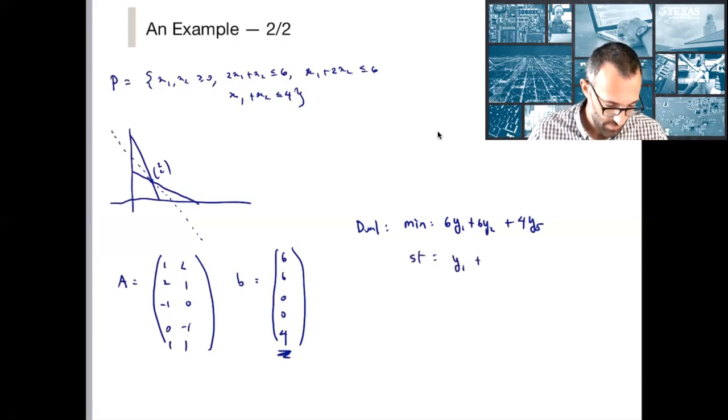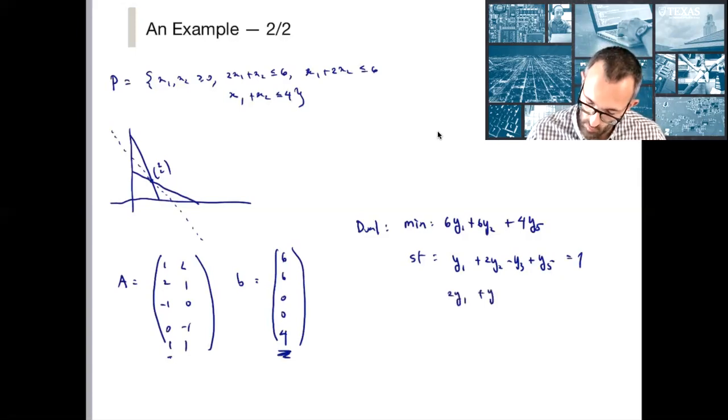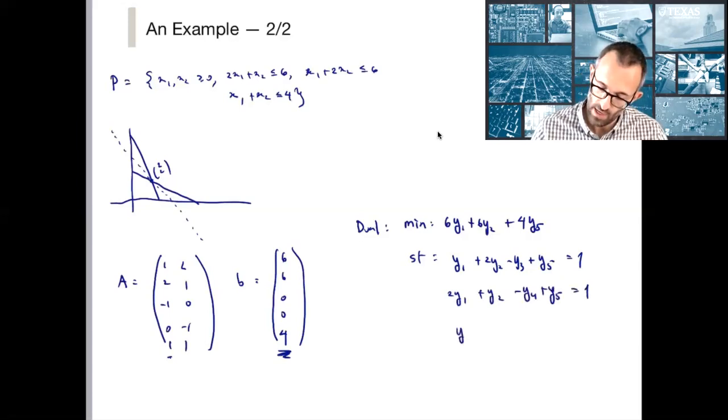y1 plus 2y2 minus y3. But now I have my plus y5. Plus y5 because of that one. This has to equal 1. And similarly, I've got 2y1 plus y2 minus y4. Again, my plus y5 is equal to 1. And every yi still has to be non-negative.